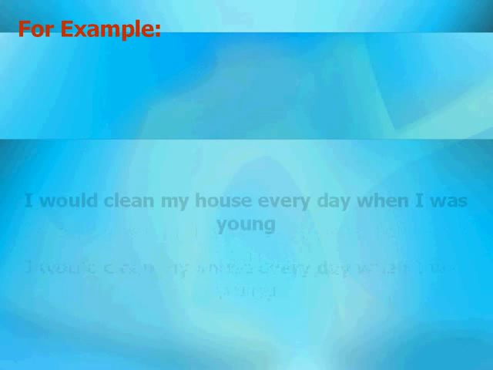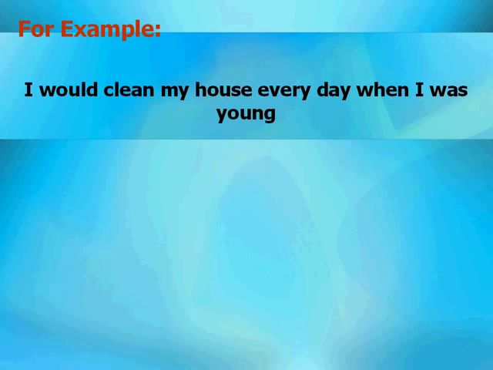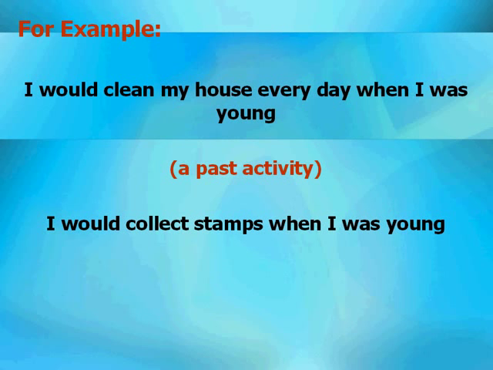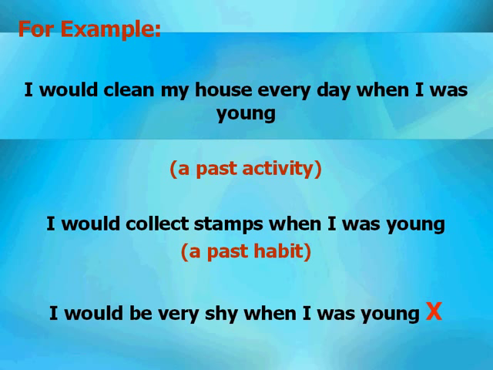For example, I would clean my house every day when I was young. A past activity. I would collect stamps when I was young. A past habit. So you can see that we are using would for a past activity, and we are also using would for a past habit. But if we say I would be very shy when I was young, a past situation, this sentence is wrong. So would cannot be used for a past situation. You can use would for a past activity, you can use would for a past habit, but you cannot use would for a past situation.